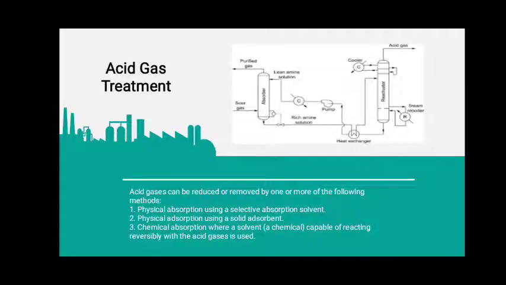Acid gases can be reduced or removed by one or more of the following methods. One is physical absorption using a selective absorption solvent. Two, physical adsorption using a solid adsorbent. And three, chemical absorption, where a solvent, a chemical capable of reacting reversibly with the acid gases, is used.